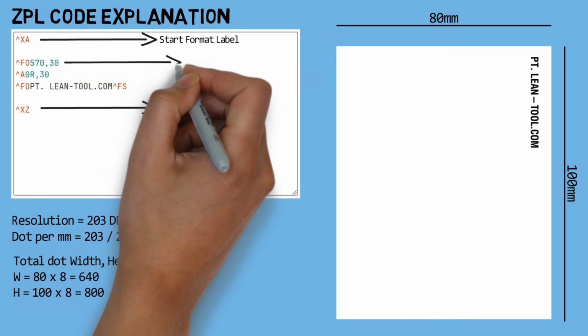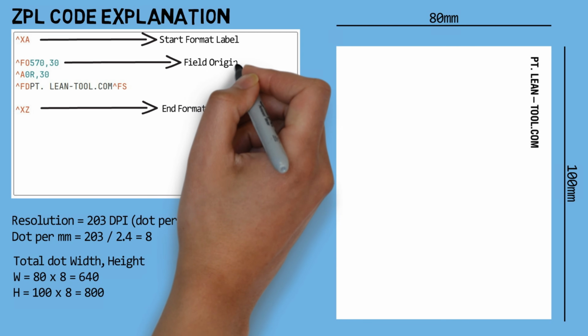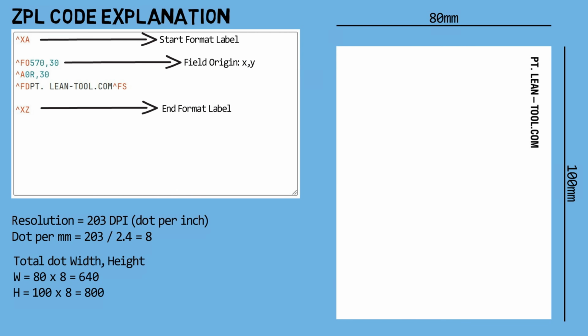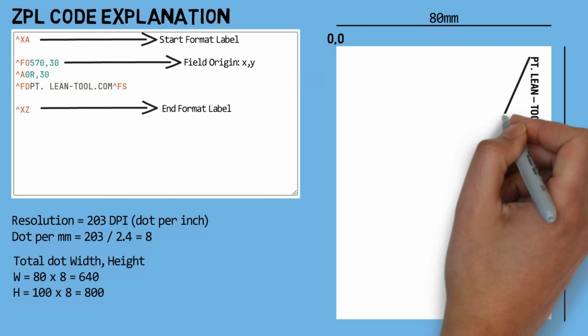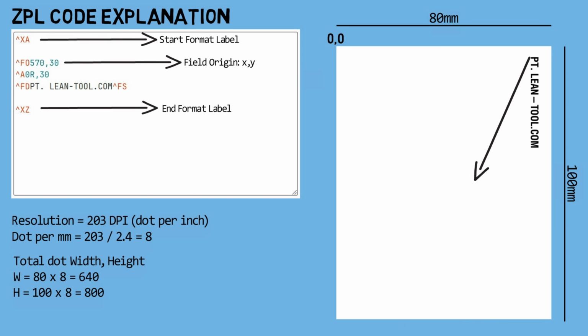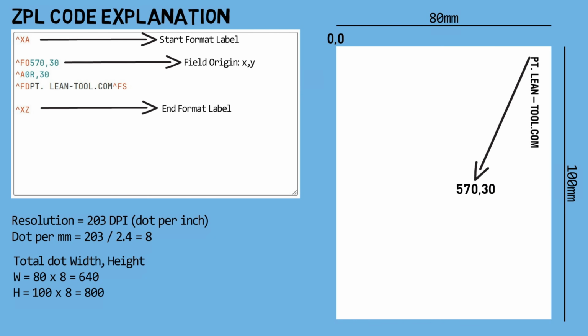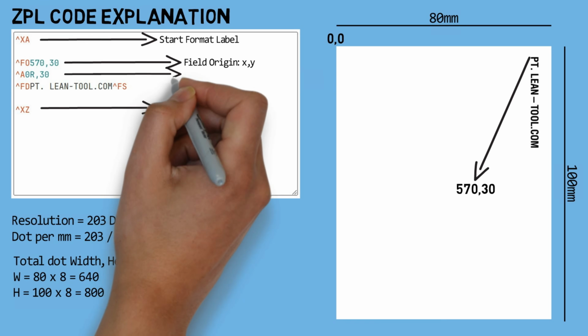Next, we have FO570,30. This stands for field origin, which is used to set the starting position of an element on the label. In a label layout, the coordinate system starts at the top left corner, which is position 0,0. So in this case, 570,30 means the element will be placed 570 dots from the left, and 30 dots down from the top.